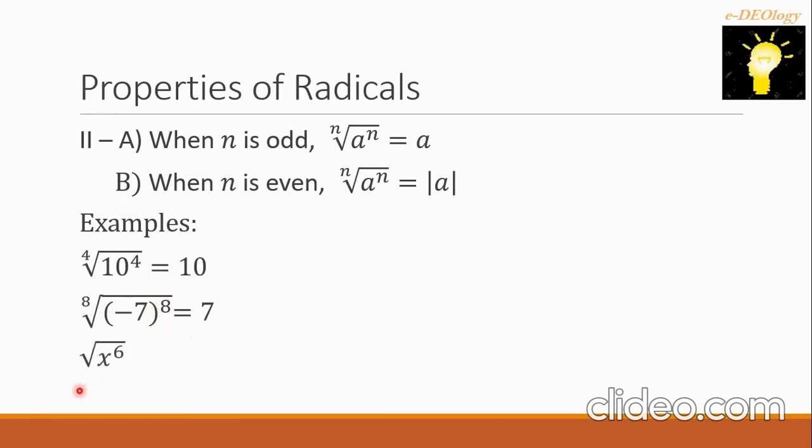Another example is square root of x raised to 6. We can show this to be the square root of x cubed, that is squared. So in here, our index is 2, and there is a power 2 here, and our radicand is the x cubed. So it seems you can cancel the radical sign with that index 2 and the power 2 here. But when we simplify, we will show the absolute value of the x cubed.